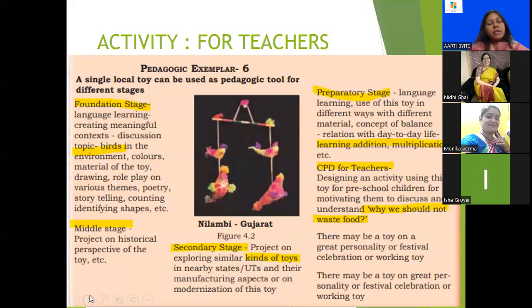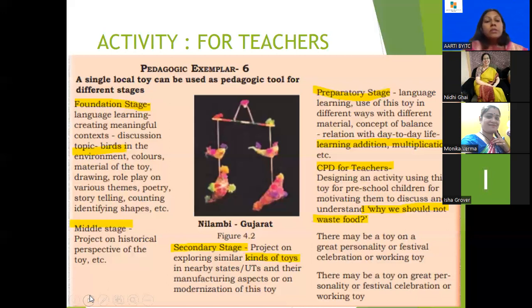Now, again, it is an activity for the children. I can see here a beautiful tool which is in front of me. And it is actually spoken by different names in different states. For example, if I am from Rajasthan, they speak it as a toran or a parrot toran, something like that, right? So it is again according to the state. In Gujarat, it is called Nilambi. If any teacher is from Gujarat, can relate with this toy.